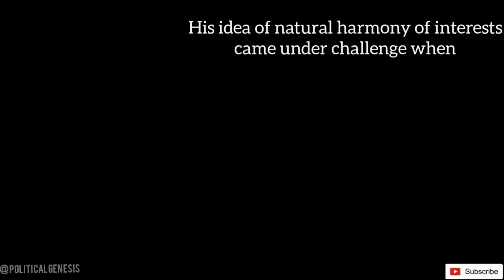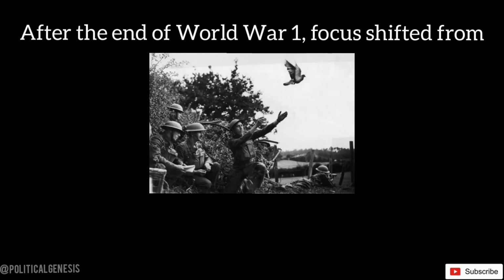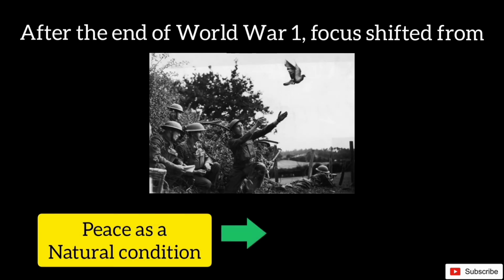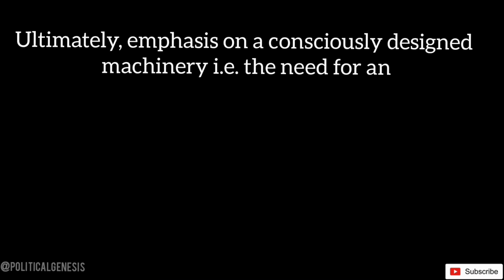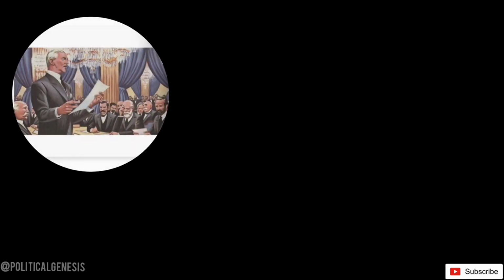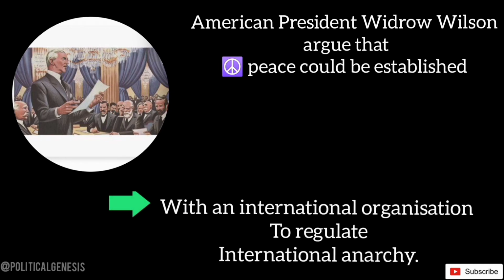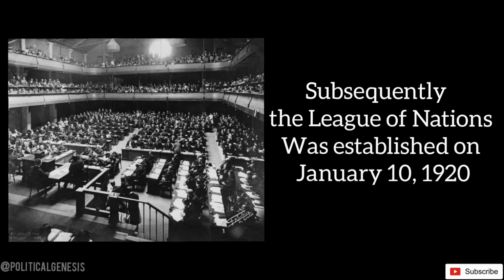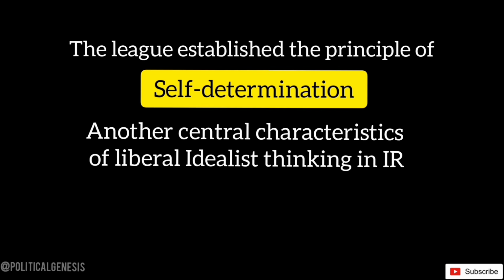However, his idea of a natural harmony of interest came under challenge when Britain and Germany, highly interdependent upon each other, went to war. After the end of World War I, the focus shifted from peace as a natural condition to peace that needs to be constructed. Ultimately, emphasis was placed on consciously designing machinery such as international organizations. Here in the picture comes then American President Woodrow Wilson, who argued that peace could be established with an international organization to regulate international anarchy. Subsequently, the League of Nations was established on January 10, 1920. The League established the principle of self-determination, which became a central characteristic of liberal thinking in IR.